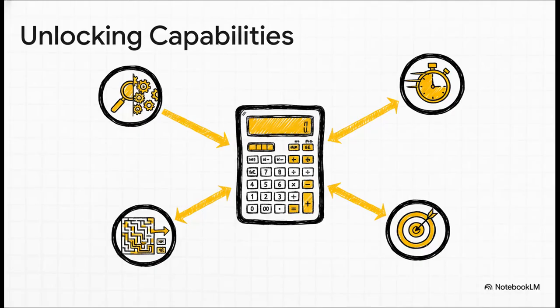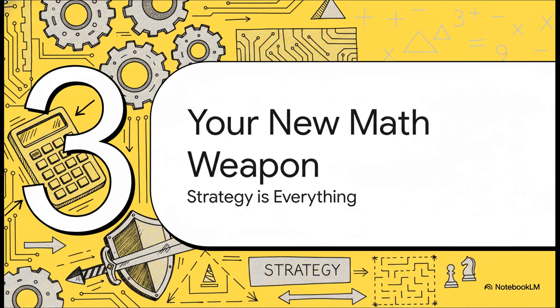And this is where the strategy really comes in. We're talking about unlocking capabilities you might not even know are in there. For example, instead of manually trying to solve a system of linear equations, what if you could just graph them in seconds and find the intersection? It's about leveraging features just like that to save yourself time and seriously improve your accuracy on those more complex problems. And this brings us to a really crucial shift in mindset.